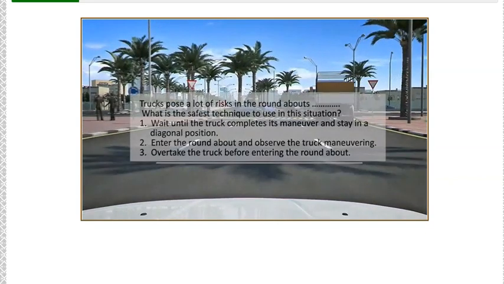Trucks pose a lot of risks in the roundabouts. What is the safest technique to use in this situation? Wait until the truck completes its maneuver and stay in the diagonal position. Enter the roundabout and observe the truck maneuvering. Overtake the truck before entering the roundabout.